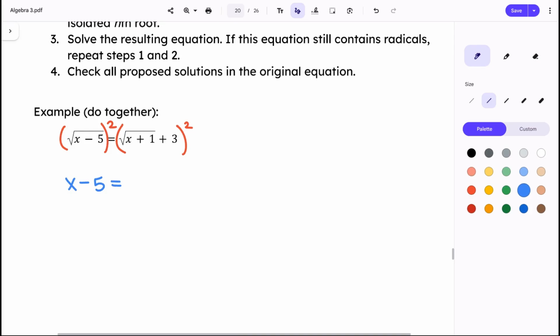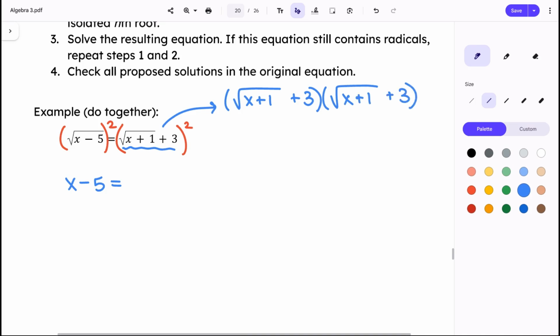Okay, now this quantity here is not quite as easy to deal with. So I'm going to break this apart over here. I'm going to write this as 2 terms because I'm taking that entire quantity times itself. So I have the square root of x plus 1 plus a 3. And then I have the exact same quantity again being multiplied.